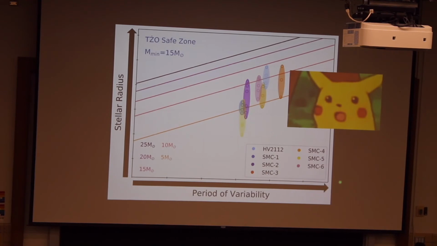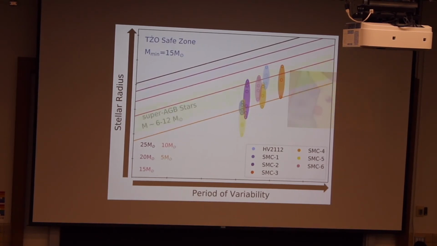They're not in the safe zone. All of them, and I will crucially point out this blue one up here, that's HV2112. That's a prototype. None of them are in the safe zone. They are all too small to be Thorne-Zytkow objects. However, if I were to put the mass range for super AGB stars on this plot, well, some of them are a little bit small, maybe 4 or 5 solar masses, but a bunch of them, and if you take the average radius, especially HV2112, they line right up where they're supposed to be for being super AGB stars.